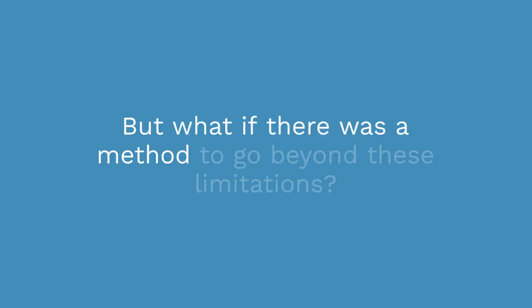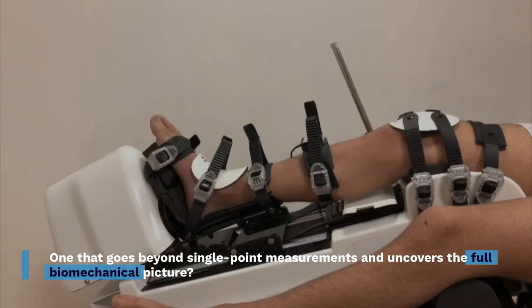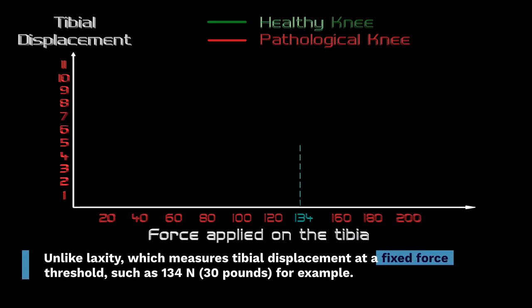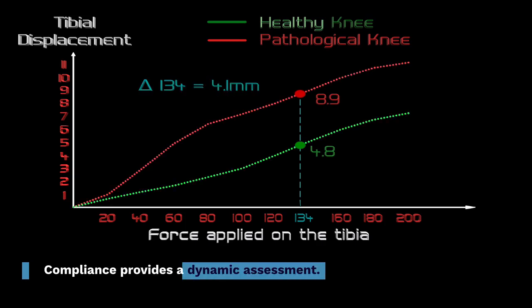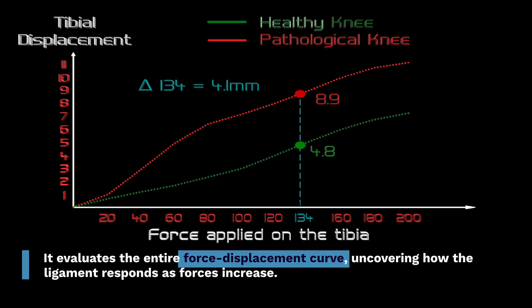But what if there was a method to go beyond these limitations? One that goes beyond single-point measurements and uncovers the full biomechanical picture? Unlike laxity, which measures tibial displacement at a fixed force threshold, such as 134 Newton, for example, compliance provides a dynamic assessment. It evaluates the entire force displacement curve, uncovering how the ligament responds as forces increase.